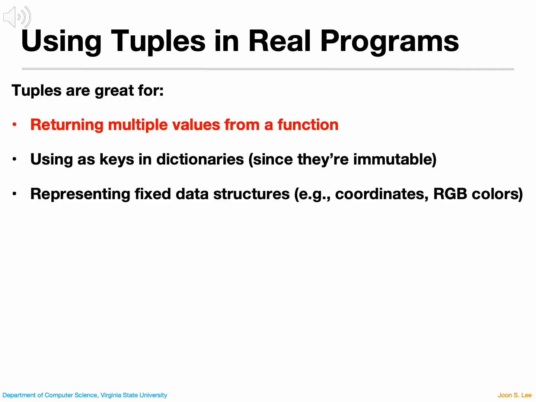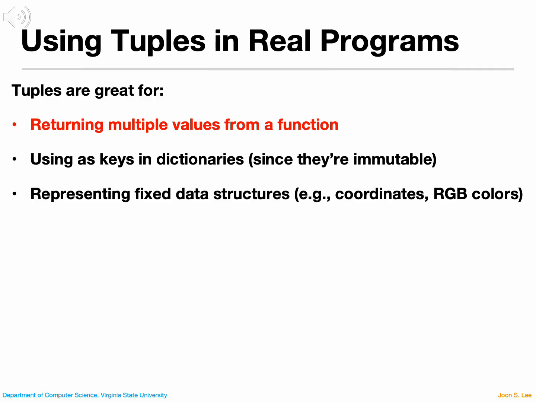Another important use is using tuples as keys in dictionaries. Because tuples are immutable, they can't be changed. Python allows them to be used as dictionary keys, while lists cannot. We haven't learned about dictionaries yet, but when you do learn about them, you'll find that tuples play a very important role there.